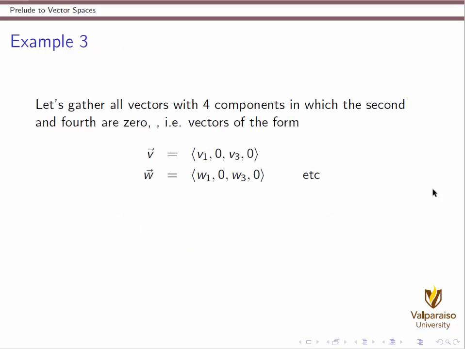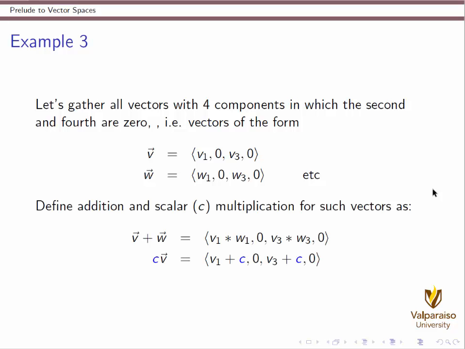Vectors with 4 components, where the second and fourth are 0. That's our collection. So we're going to gather all 4-dimensional vectors that look like this. Here's how we're going to define addition and scalar multiplication. V plus W will now mean the product of V1 and W1, the first coefficients, and the product of V3 and W3, the second coefficients. And scalar multiplication means we're actually going to add the scalar C to the first and third components.